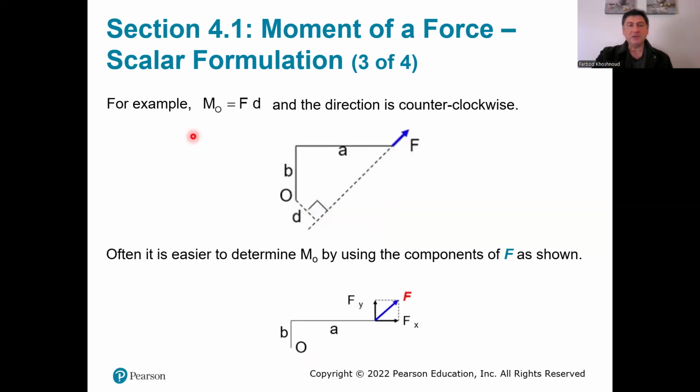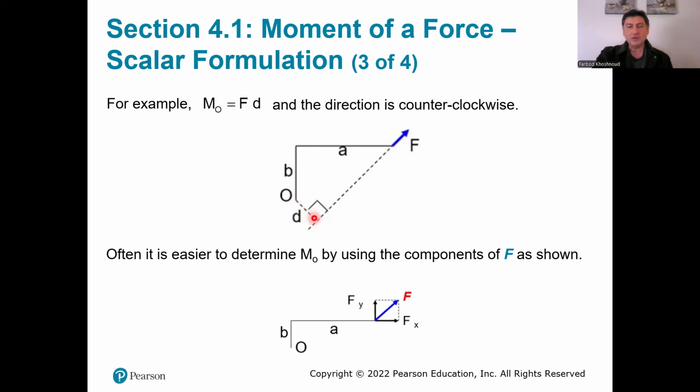In this example, the force is shown with this arrow as the vector force, and the distance is measured from the line of action of the force to the center O that we are calculating a moment about. So therefore, that's the distance d. In this case, we can calculate the moment as force times distance d.